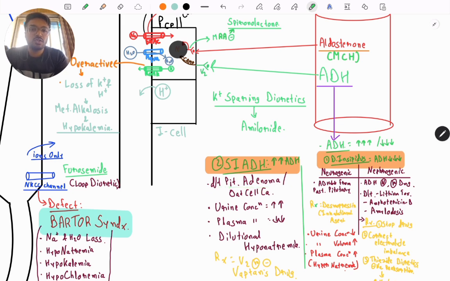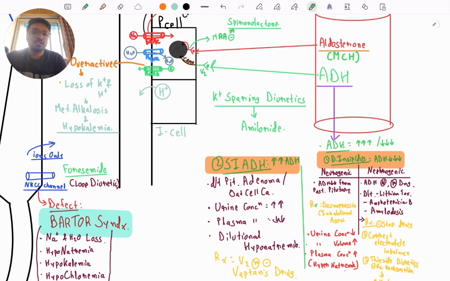Now we know that this antidiuretic hormone is released from our posterior pituitary. So if we get small cell carcinoma or pituitary adenoma, then we are going to have more ADH. What will happen is it will end up absorbing more sodium and more water. So the urine concentration is going to be high and urine volume is going to be very little. Our plasma concentration will get less because there is more water reabsorption, and it will lead to dilutional hyponatremia, which means that the sodium amount is normal in our body, but due to more water reabsorption, our blood is diluted.